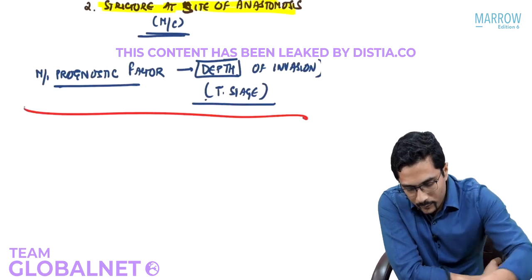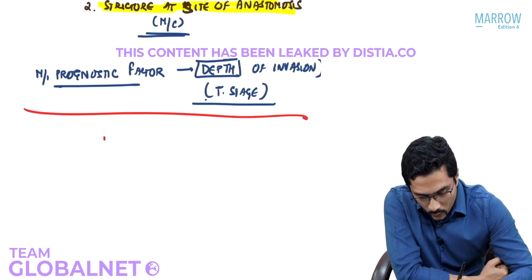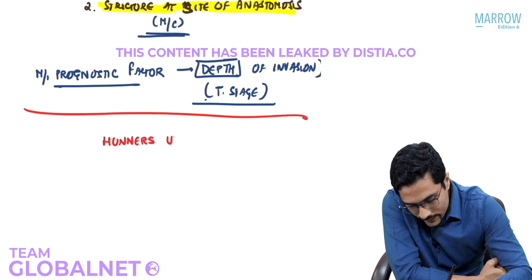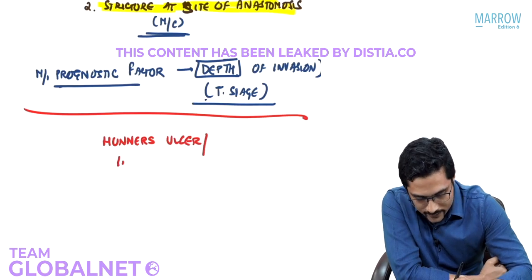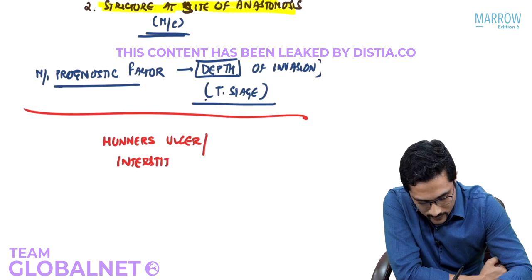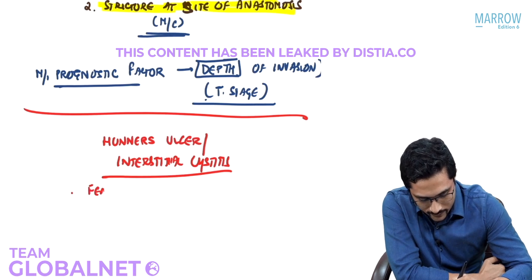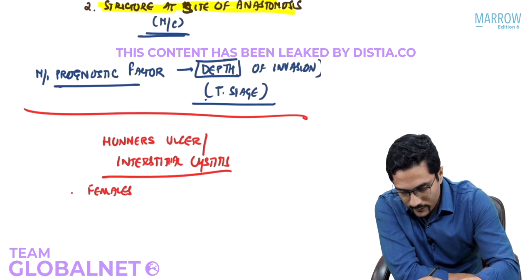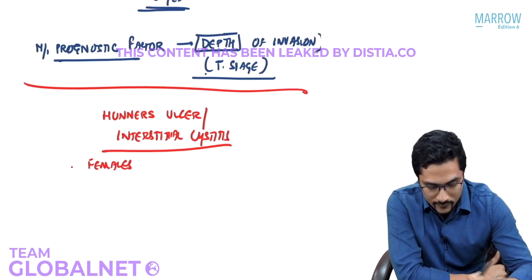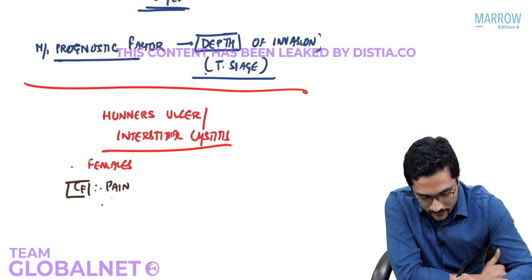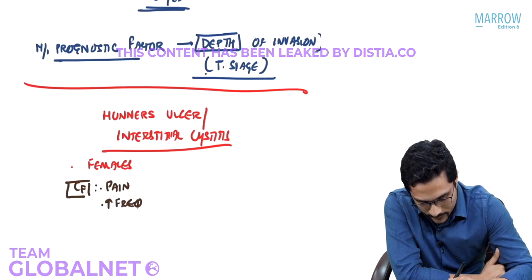Now, a couple of small topics which you should know about. First one is Hunner's ulcer or interstitial cystitis. Now this condition is an uncommon condition which is seen in females. It is seen in females, and the clinical features for Hunner's ulcer or interstitial cystitis, patients come with pain, increased frequency of micturition, and over distension of bladder.